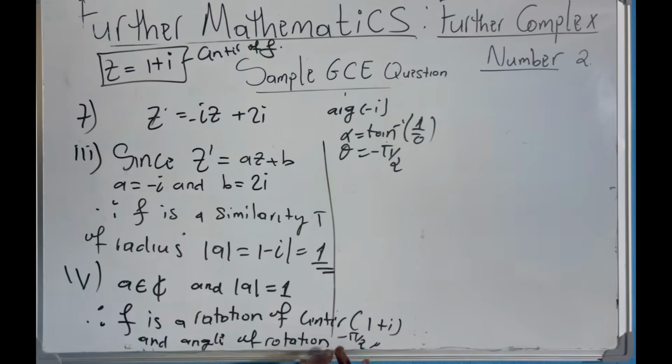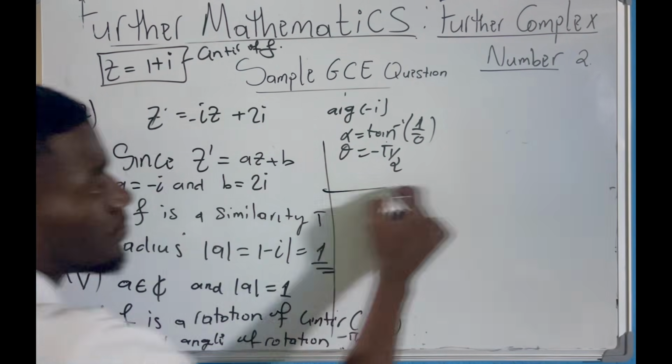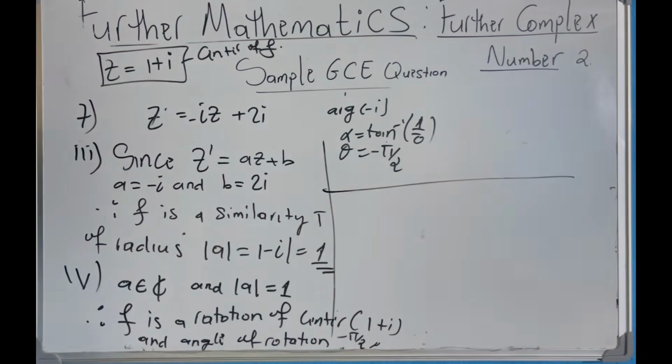F is a rotation of center 1 plus i and angle of rotation negative pi over 2. A student who really understands what he is doing can also say that negative pi over 2 is a clockwise rotation. So f is a clockwise rotation of angle pi over 2 and center 1 plus i. Another student can write it like that.